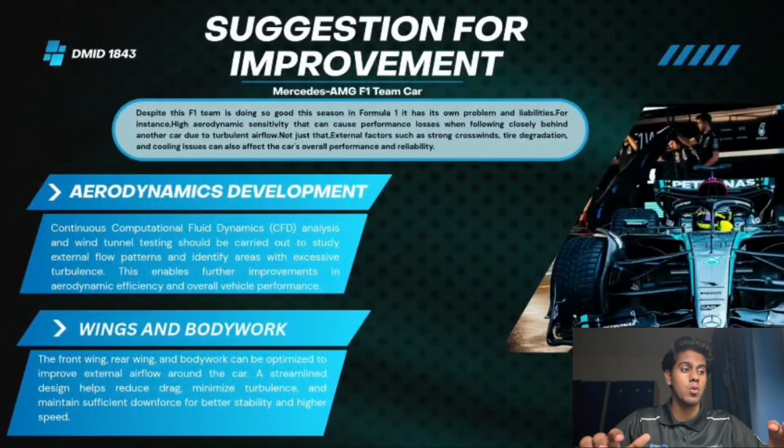It requires high power and cost, but it is way cheaper than wind tunnels. Still, it needs wind tunnel and track testing for validation. Next, wings and bodywork. The front wing, rear wing, and also bodywork can be optimized to improve external airflow around the car. This is when the car is going on the straight at higher speeds. The drag is too much when the external airflow is not controlled because the aerodynamics are not streamlined. A streamlined design helps reduce drag, minimize turbulence, and maintain sufficient downforce, and also helps the car get to a higher speed and maintain stability in straights and cornering at very high speeds.